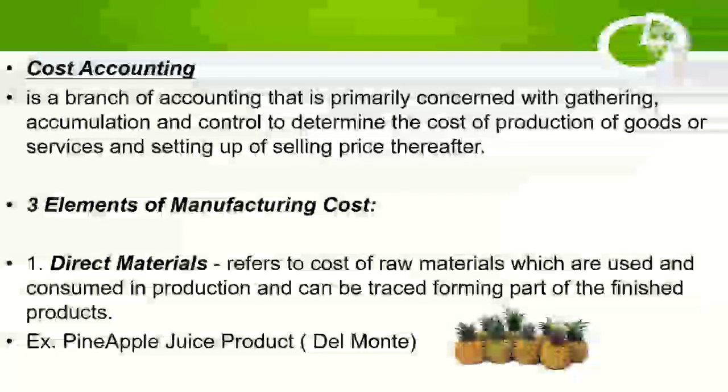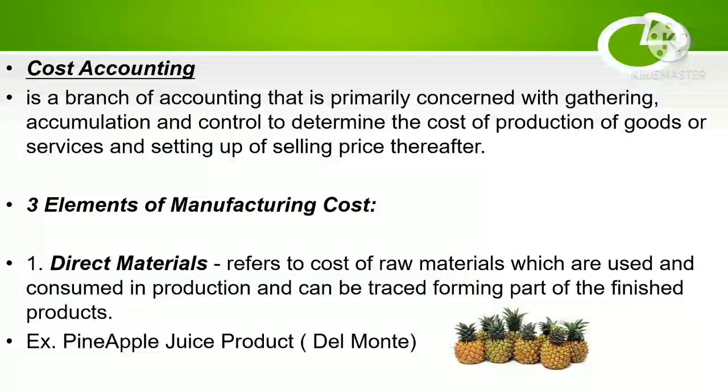Just to give you an idea about how the subject is by introducing to you the three elements of manufacturing. So they are as follows: the direct materials, the direct labor, the manufacturing overhead. So we're going to discuss each one of those.